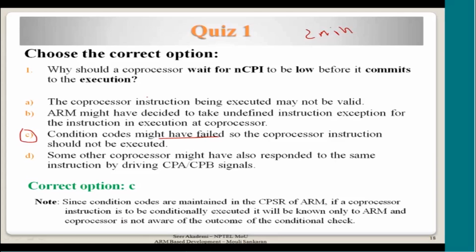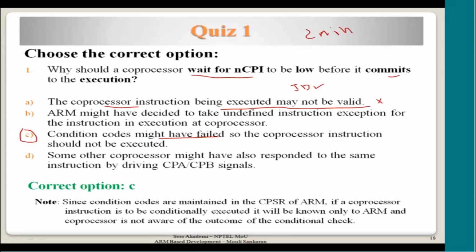I am saying branch is also another option, but are these options valid? Let me go one by one. The coprocessor instruction being executed may not be valid. See, a coprocessor has already started the instruction, which means the ID was matching, that's why it has started executing. So this is no longer true, right? It cannot be an invalid instruction because some coprocessor has picked it up. That's why it is going ahead with execution, but it is waiting for nCPI to become low to commit the result. That means this is not correct.